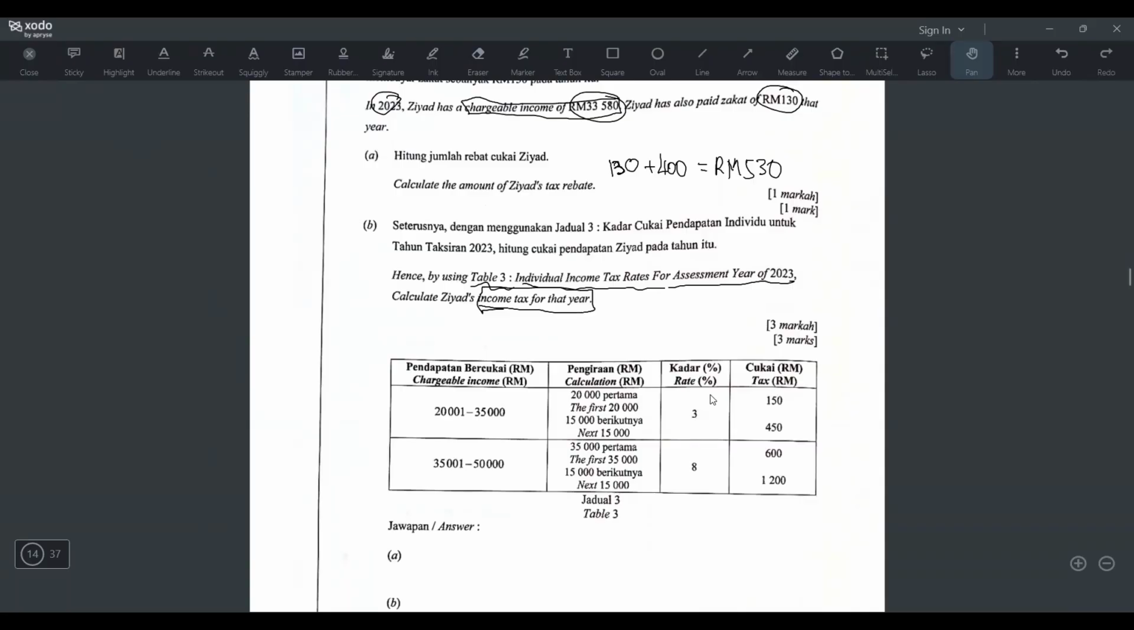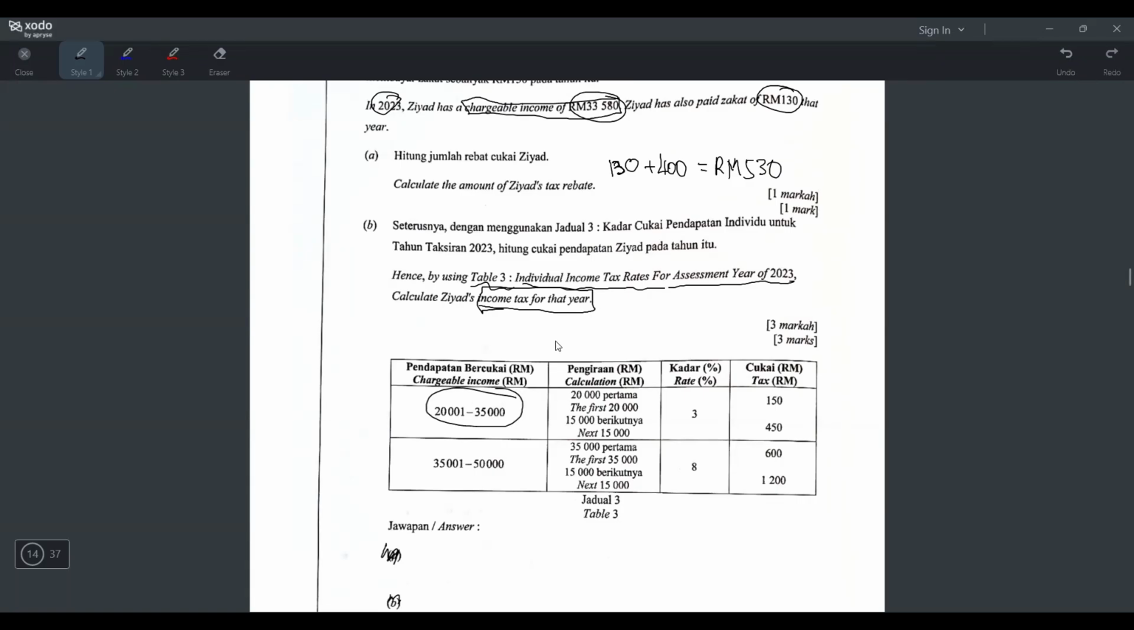We need to learn how to baca the jadual lah, right? So I will tell you how I teach my students. You already know your chargeable income is 33580. So you straight away go to the table and check which bracket 33580 belongs to. So 33580 belongs to this bracket, right? Now you have to focus on three things. First, this one, the first 20,000, and then this value, and the last one you have to focus on is this. The rest all tak payah tengok.